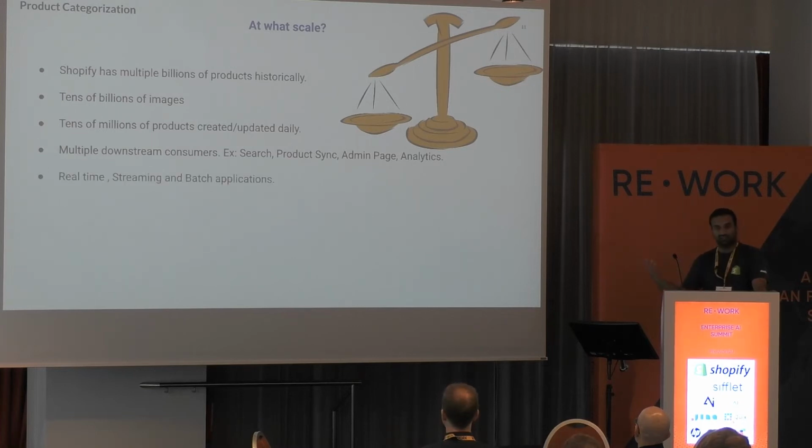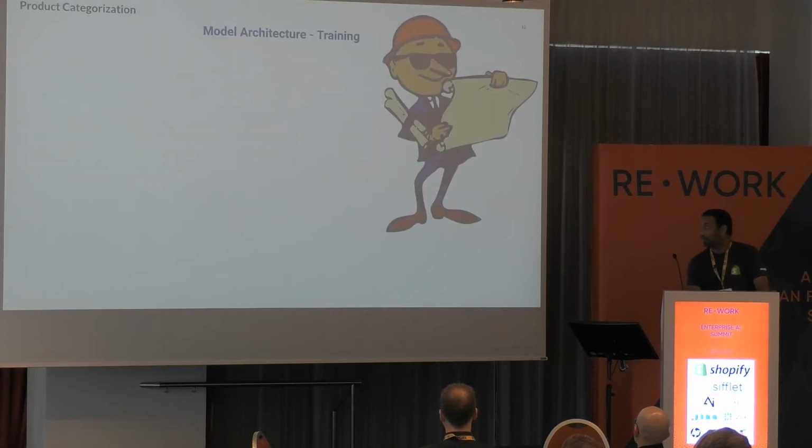Some of them are asking us for real time, some of them say batch, some of them say streaming. So our model needs to be capable of handling all of these different use cases. Right? So let's talk about the architecture. Now, I'm not going to go deep into the actual neural network. That wasn't the point of this talk.